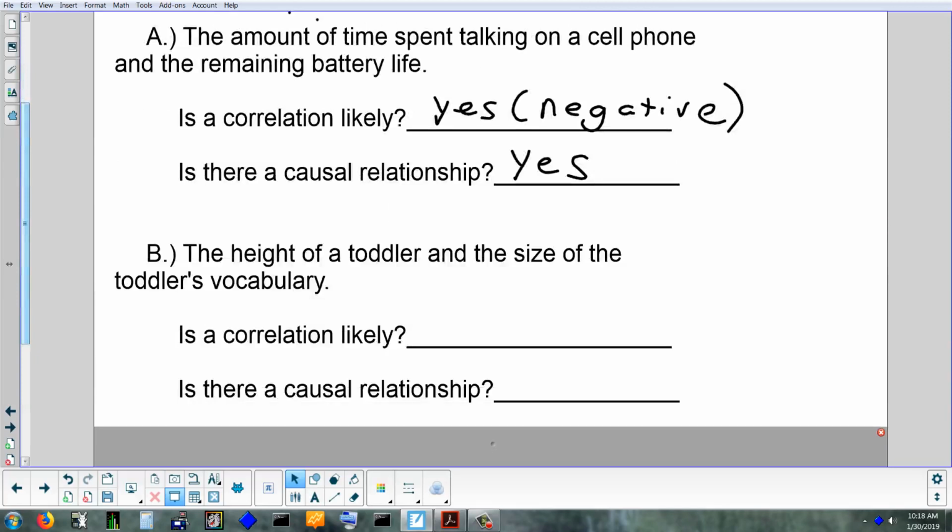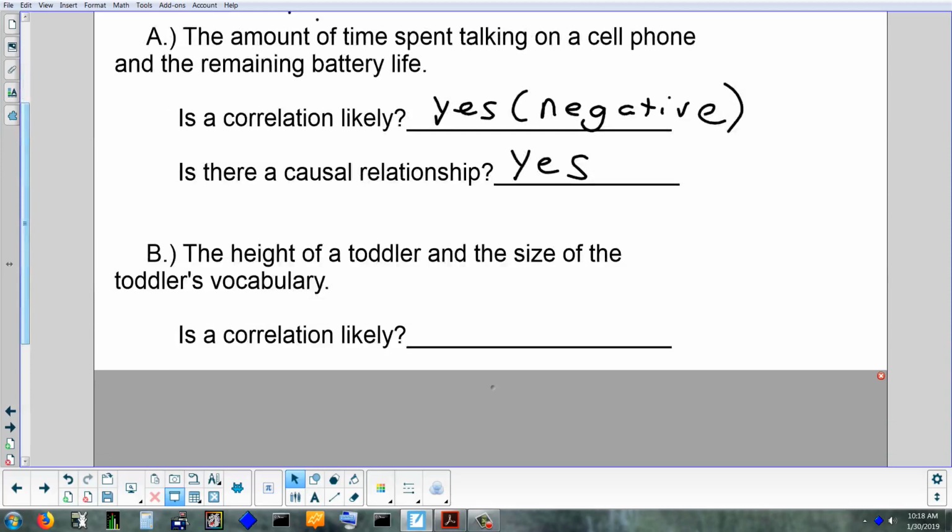All right, let's look at this one. The height of a toddler and the size of their vocabulary. If you looked at the heights of toddlers and how many words they know, do you think you would see a pattern? That if a toddler is taller? No. I mean, that one, I don't know. Just because a toddler is taller, you might think it means they're older. So I would say there might be more of a correlation if you look at the age.